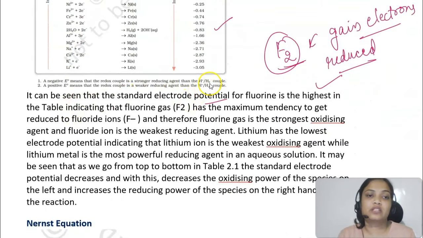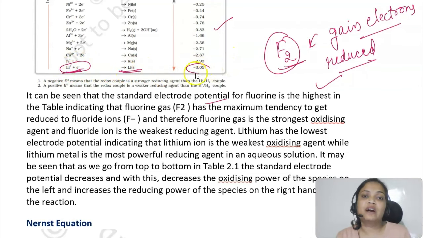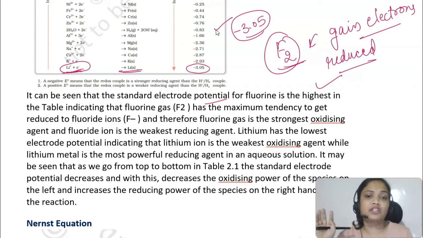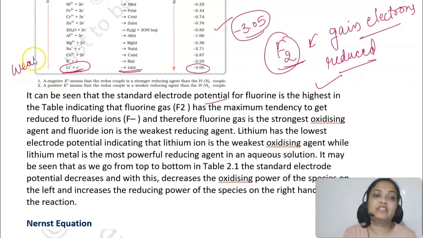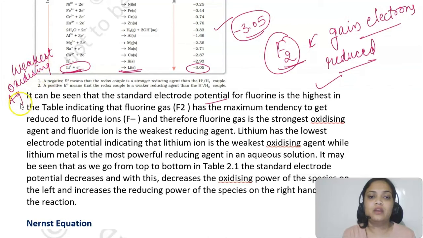Now just look at the lowest value. Lithium ion gains electron to convert to lithium. Now its value is minus 3.05. Just see how much difference it is having from hydrogen. Now what does that mean? That lithium has the least electrode potential, means it has least tendency to gain electron, least tendency to get reduced. So that is why it will be the weakest oxidizing agent. If it cannot get reduced, obviously it will be the weakest oxidizing agent, no?